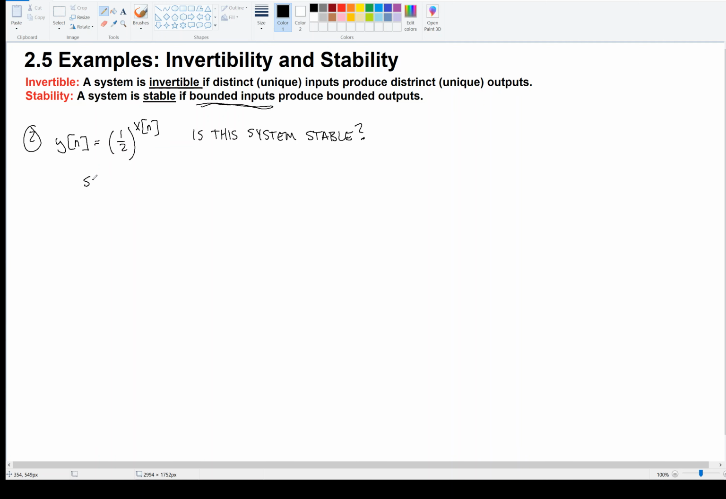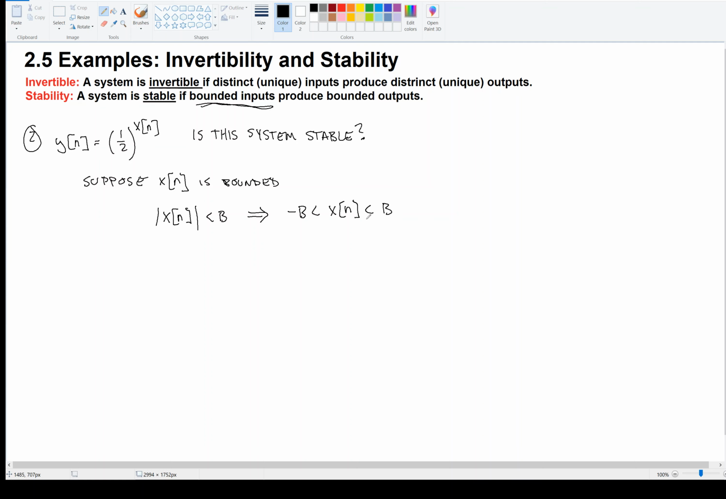So suppose x is bounded. That's the only assumption we're going to make. Okay, so what does that mean? Well, that means that the absolute value of x[n] is less than b for all n. Well, that means that x can be squished between plus and minus b. Do you remember that plot from the one video before? So you should be comfortable with that, and feel free to pause the video if you need to.